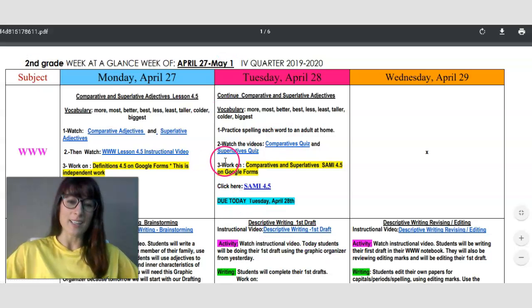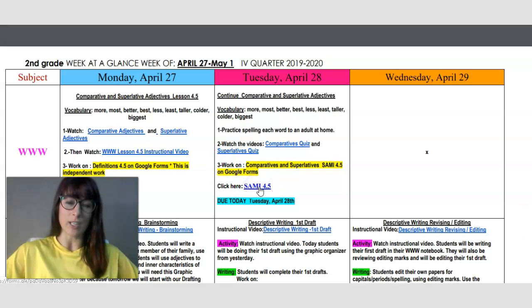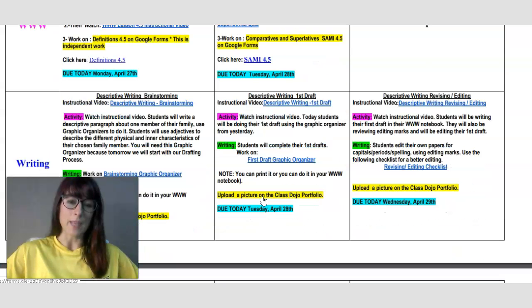And when you're ready, you will work on your SAMI in this Google form. Just click on this link here and that's going to open your Google form. I did definitions 4.5 on Monday, and if you didn't do that, just do that first and then work on your SAMI. Very good. Okay, that is for WW.